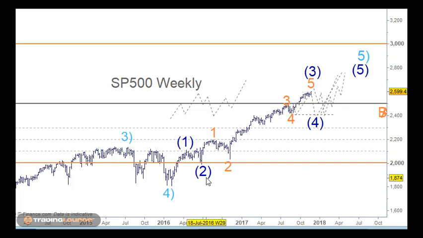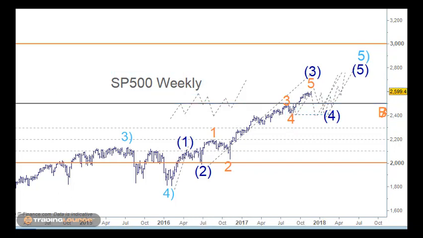This length here, because we've got the extension in wave 3, means that wave 1 and wave 5 will be roughly the same size. So we can see how many weeks this has taken here, and that's roughly how many weeks that will take at that point there. The only one we don't know about is how complicated this wave 4 is going to be in here.